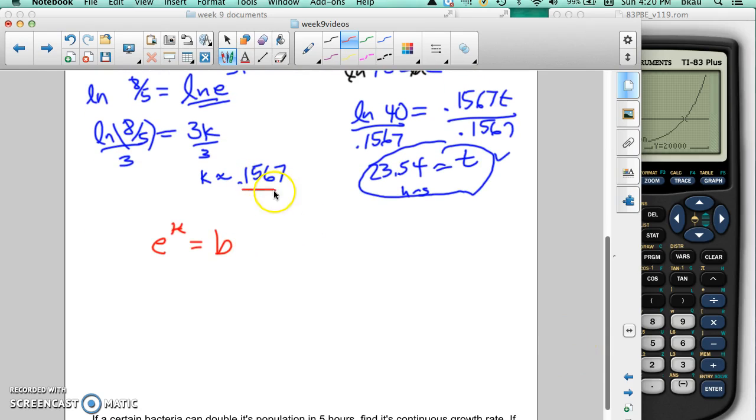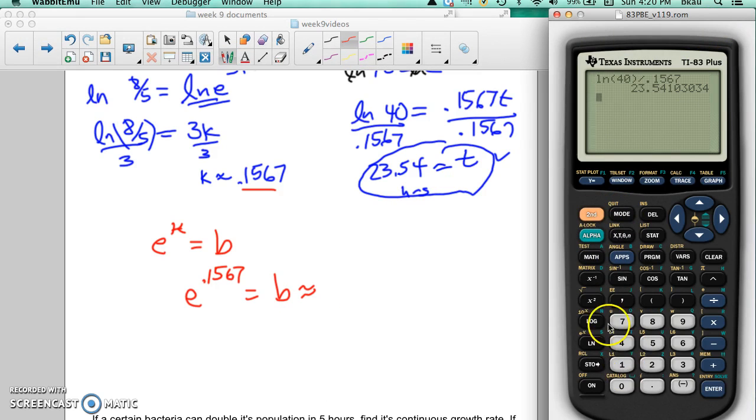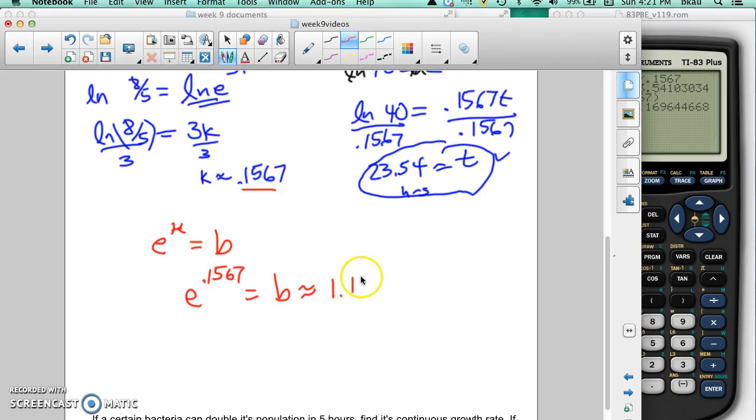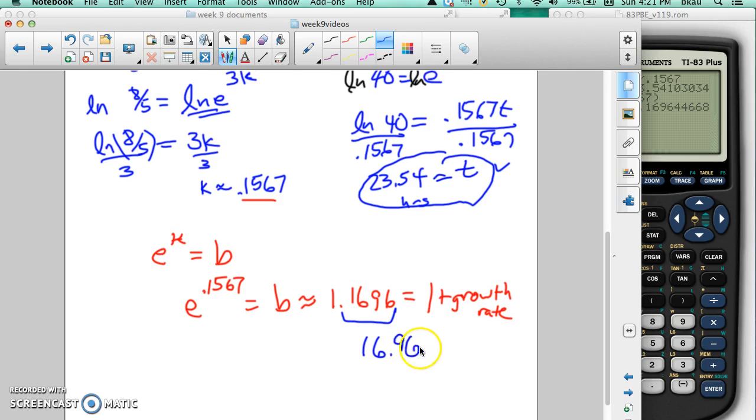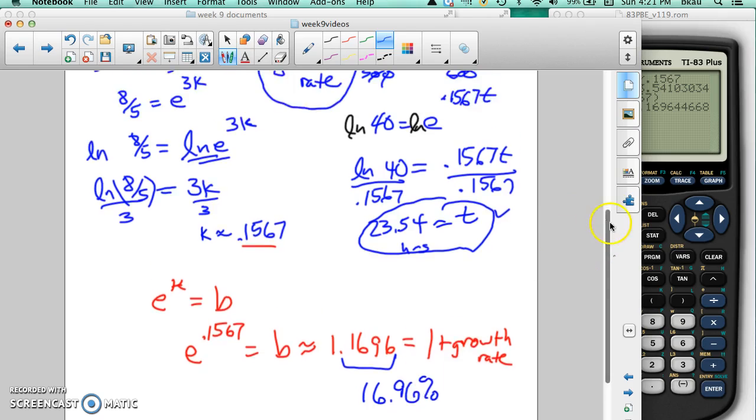We know k was this right here. So e to the 0.1567 is equal to b, which is in our case 1.1696. All right, and that's equal to 1 plus the growth rate. So that means my growth rate is right here. So that's going to be 16.96% per hour. Is that our time increments up here? Yeah, at 3 hours.